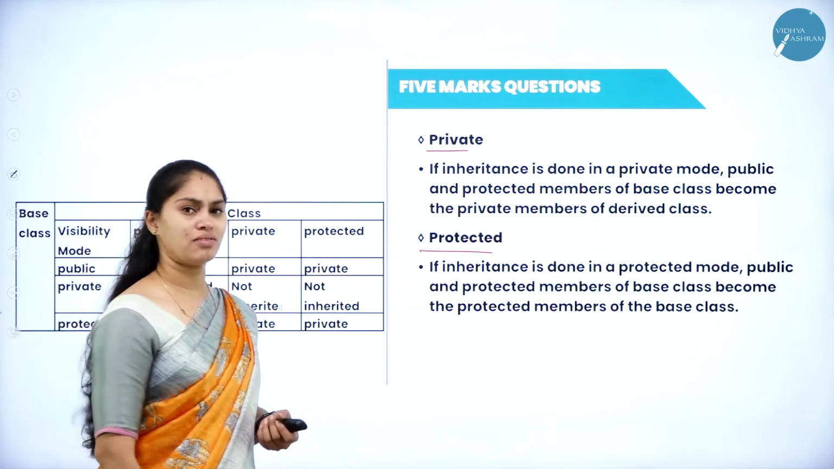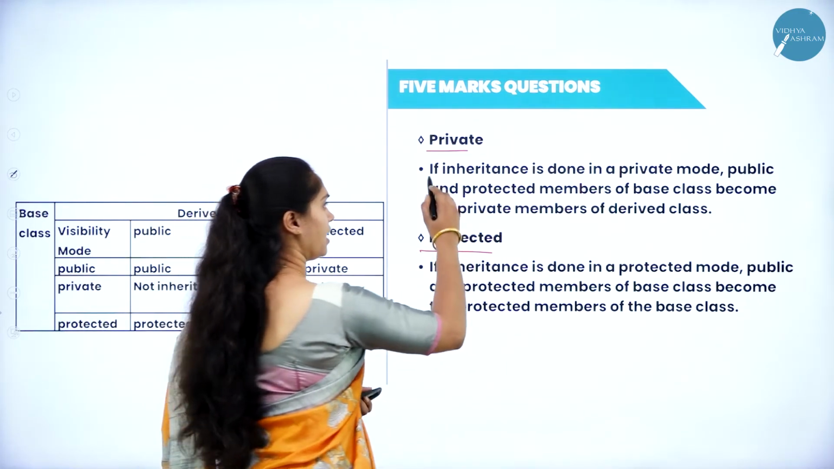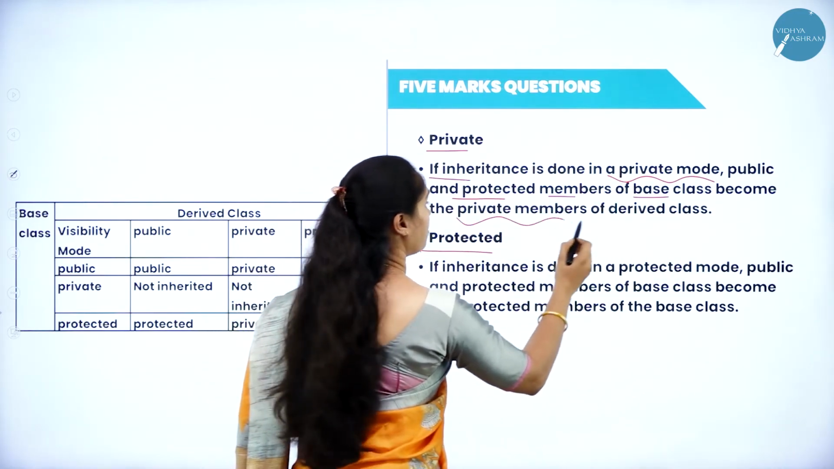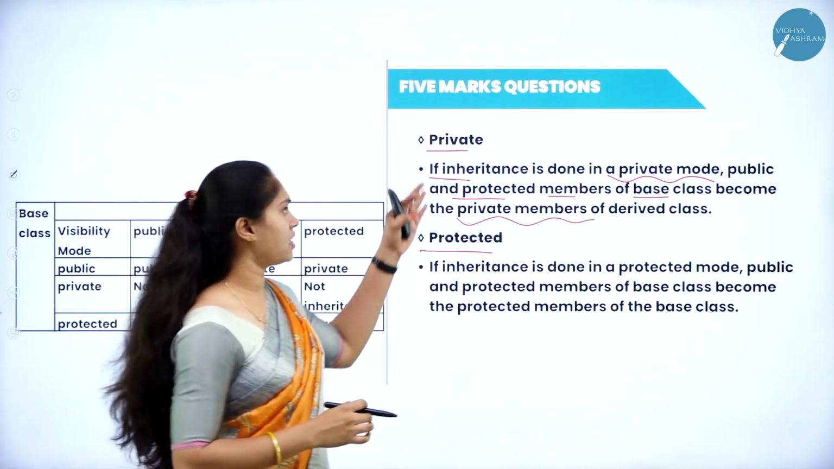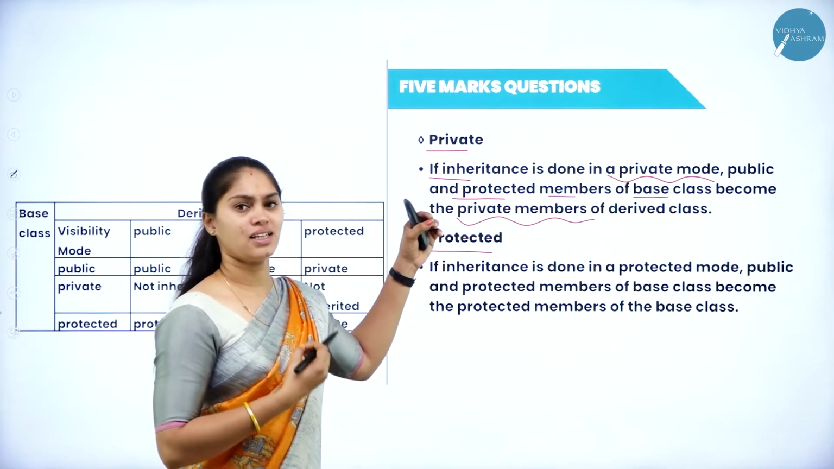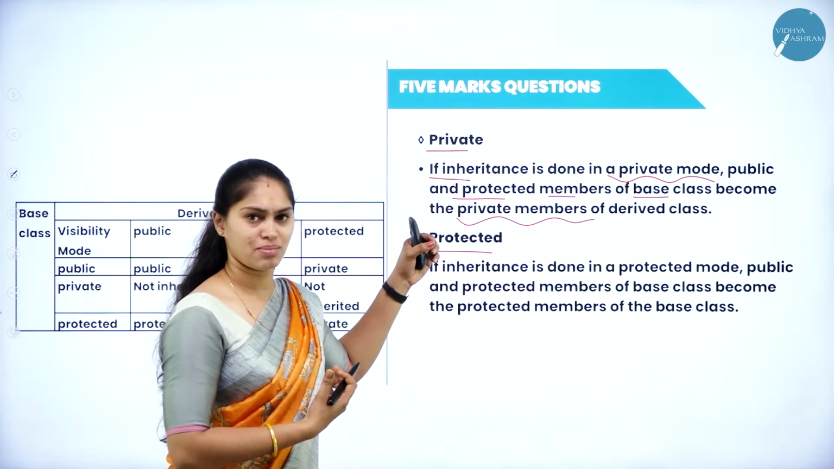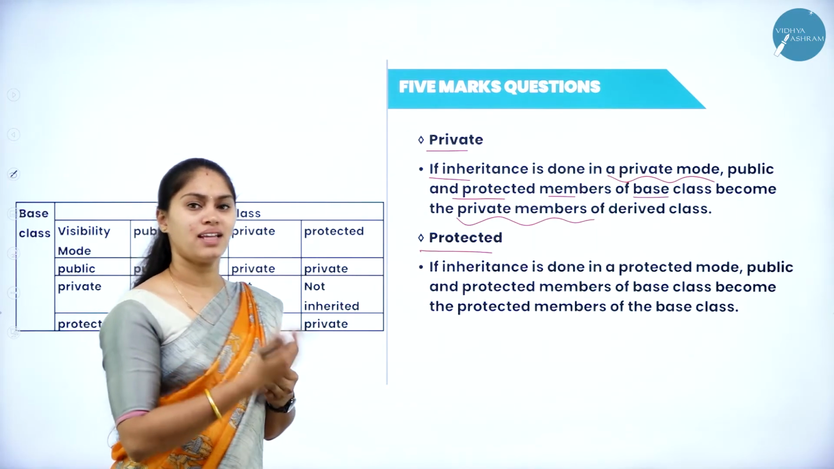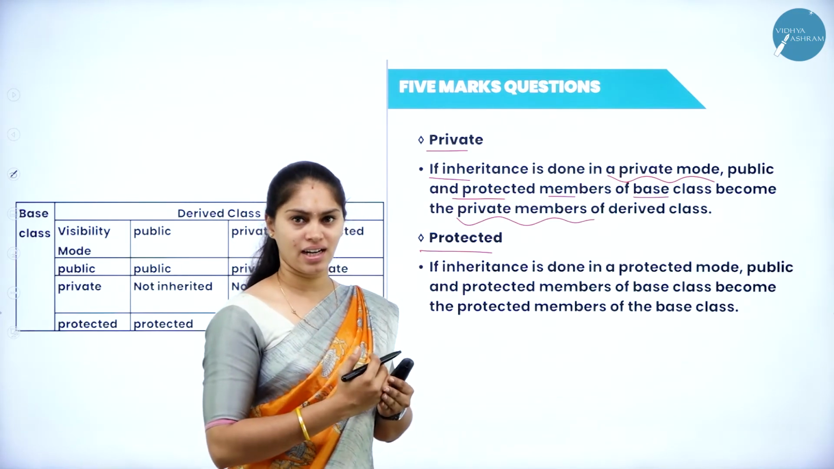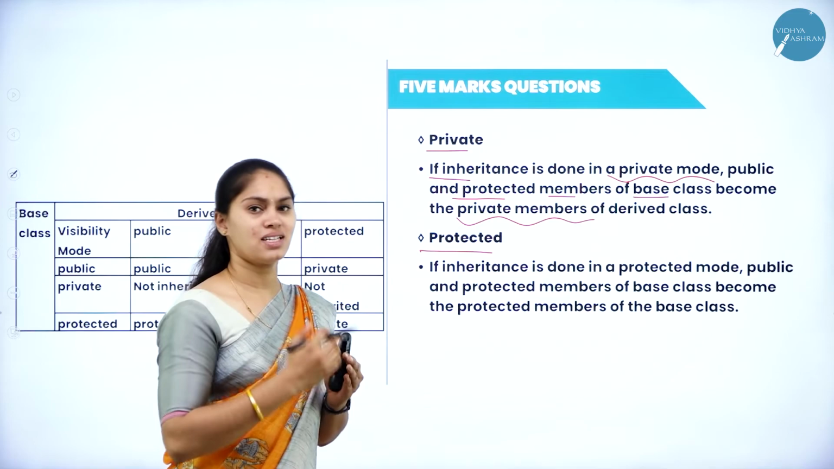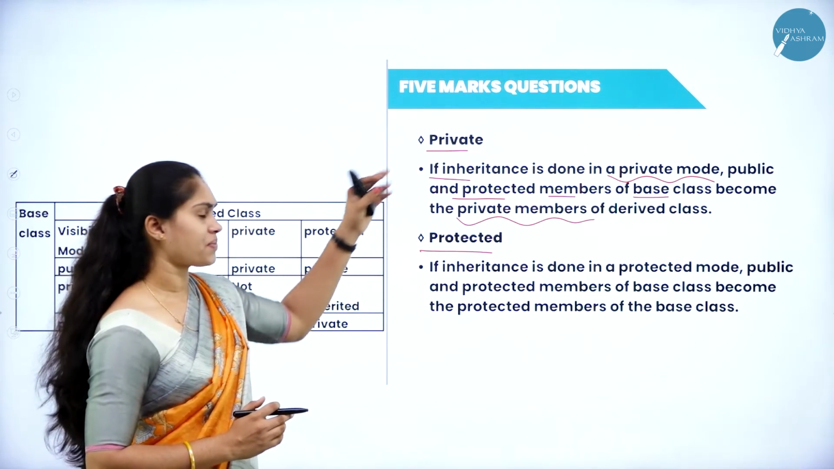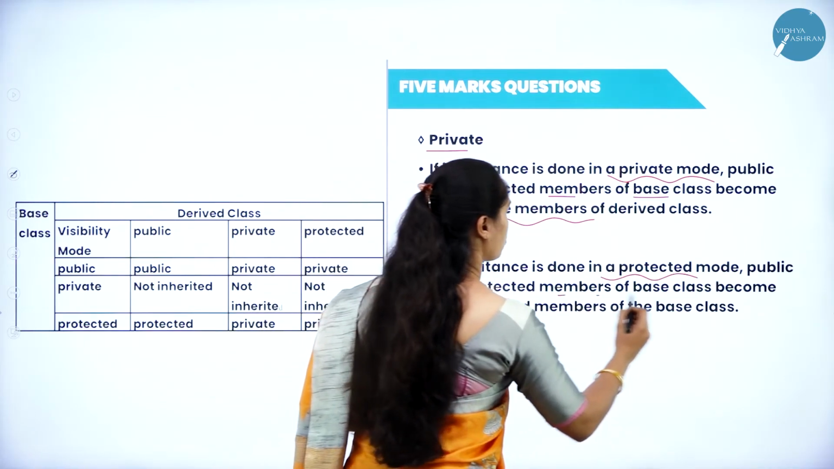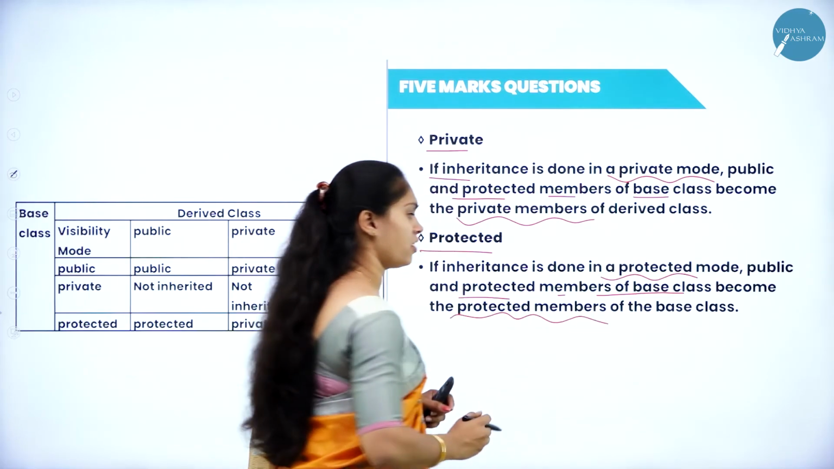In the same way, we have private and protected. If inheritance is done in private mode, public and protected members of a base class become private members of the derived class. If I am inheriting the features of a base class in private visibility mode, I can't inherit the private content of the base class, but the public and protected content of the base class will be considered private in the derived class. And we have protected. If the inheritance is done in protected mode, public and protected members of a base class become protected members of the derived class.